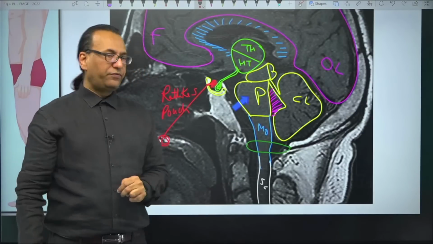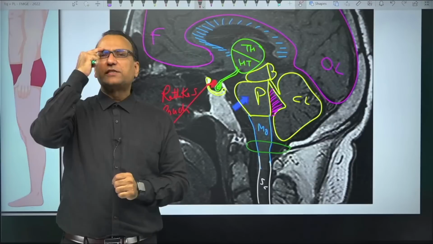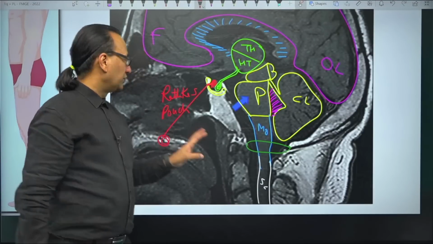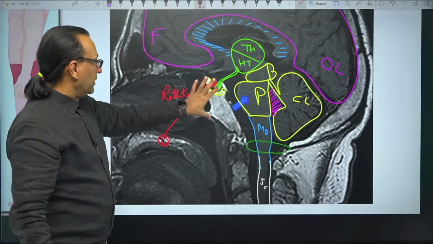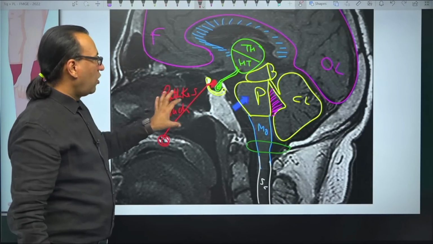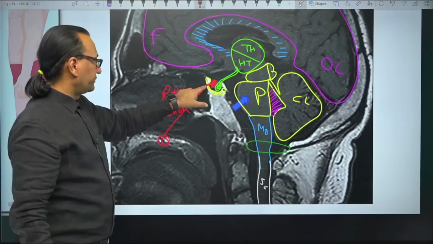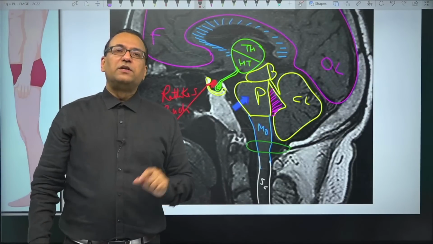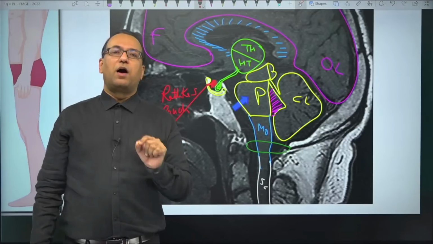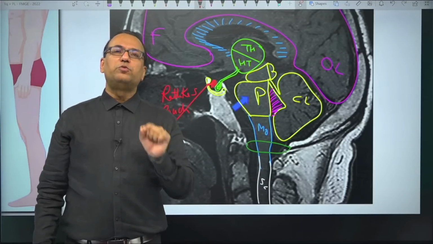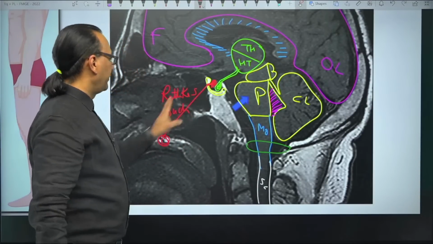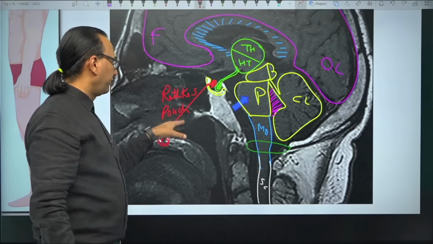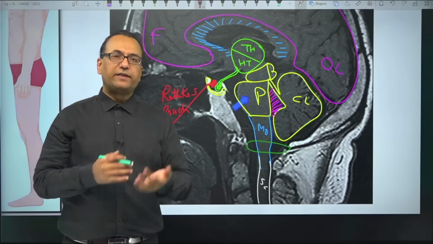What will happen if there is a problem here? There is a tumor which is called the Rathke's tumor, or it is basically pituitary tumors, craniopharyngioma. So craniopharyngioma is a pituitary tumor due to abnormal formation of Rathke's pouch derivatives.